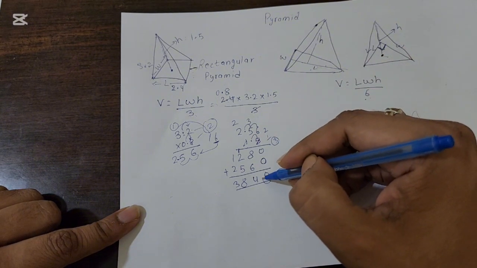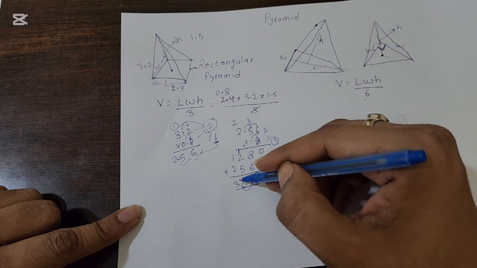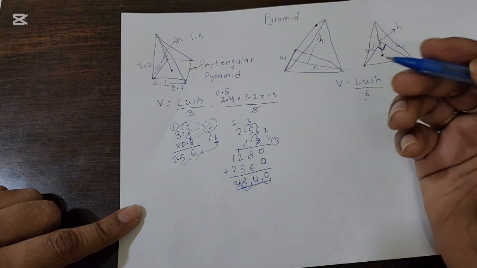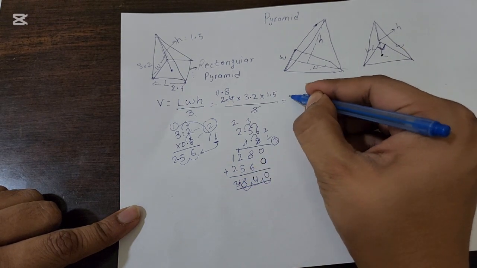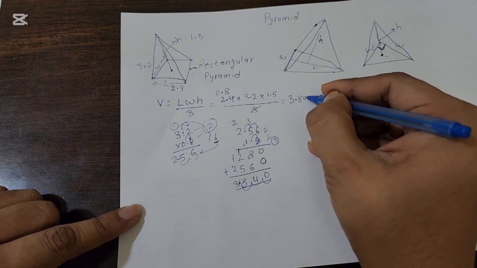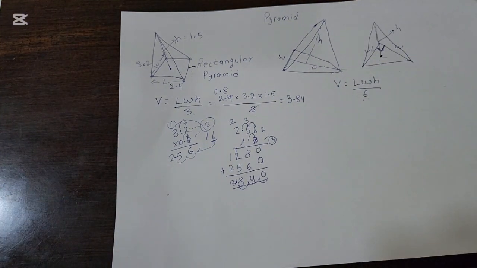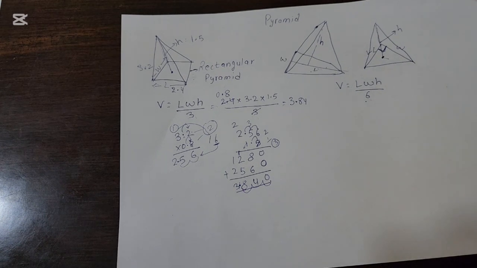So after 3 numbers, put the decimal. This will become 3.84. Yani my volume here is 3.84. I hope you understood. Okay. Now let us solve a question on the triangular pyramid also.